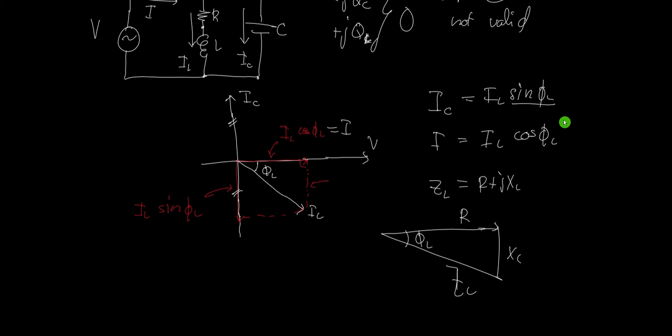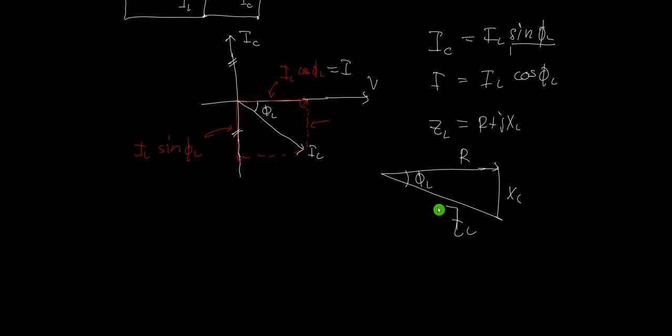So what will be sine of phi L using SOHCAHTOA? Sine of phi L: what's the opposite side? The opposite side is XL. Then what's the hypotenuse? The hypotenuse is ZL. So that will be our sine of phi L.